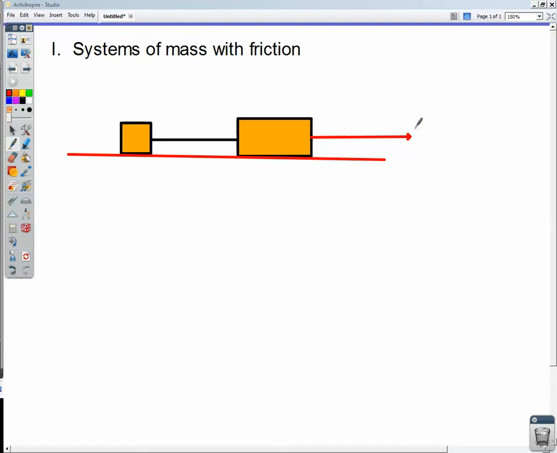Okay, so here we've got our setup. We are pulling on one block with some force F pull. Let's call this guy M1 and this guy M2. And we want to know what the acceleration of the system is. And there is friction now acting between the tabletop and M1 and M2.